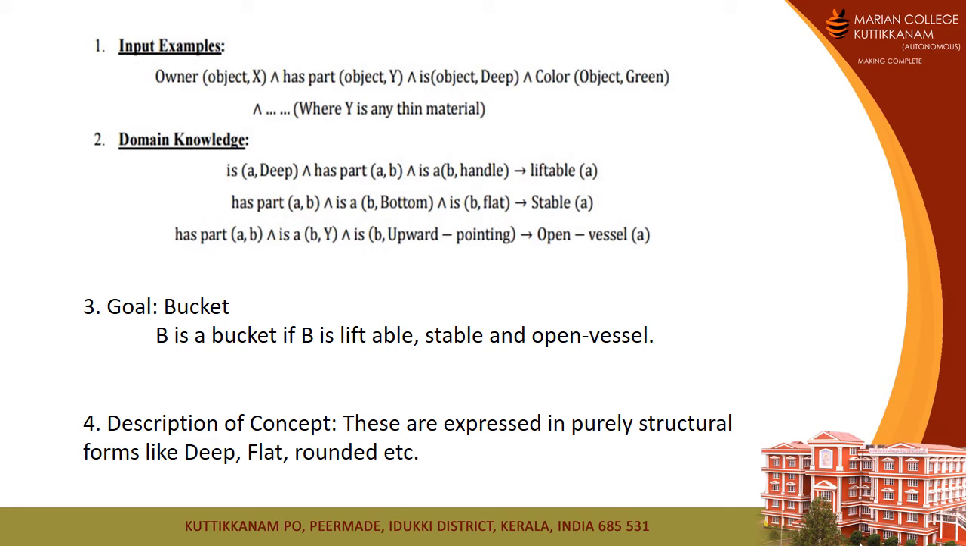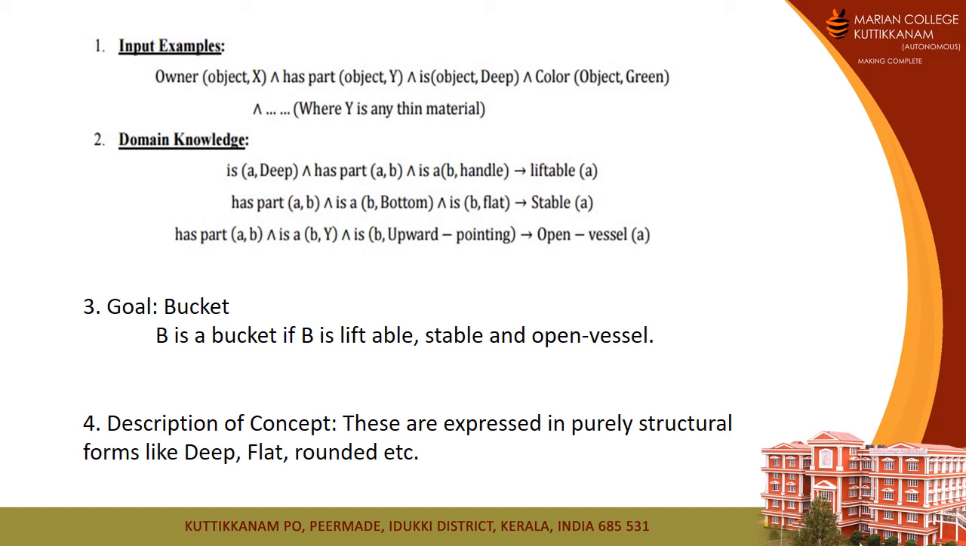Then the domain knowledge is represented with inference rules, and we are using three inference rules. One is liftable, second is stable, and third is open vessel. If it is liftable, it has a handle. So it should be deep and has parts A and B, and has a handle there. Then stable means it has parts and the part is a bottom and is flat. And open vessel means it has parts and has an upward pointing part.